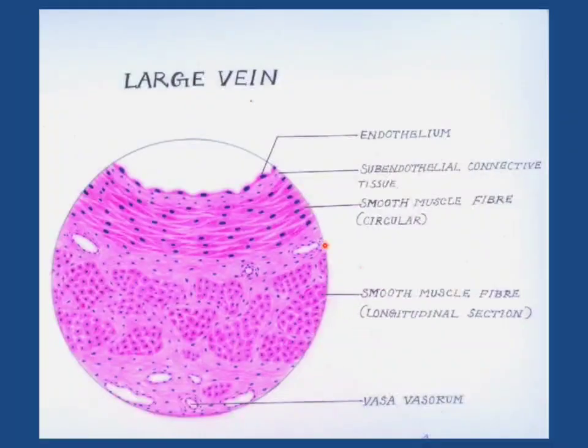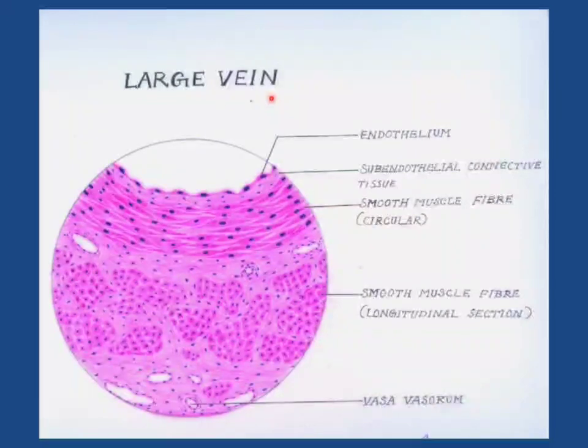The next one is the large vein. The difference between the artery and vein is, in the artery you have already seen that the tunica media thickness will be more and the adventitia will be thin, whereas in the vein the tunica media thickness is small, whereas the tunica adventitia thickness is more.